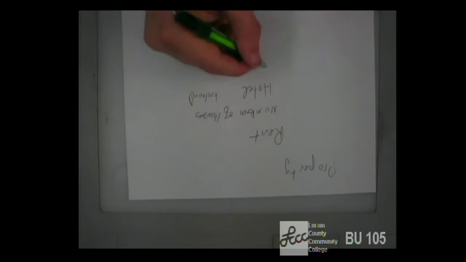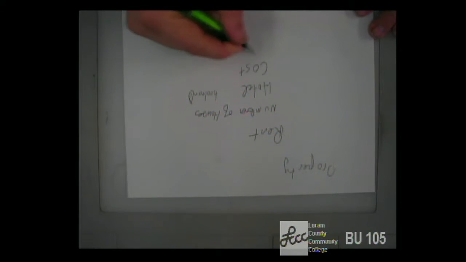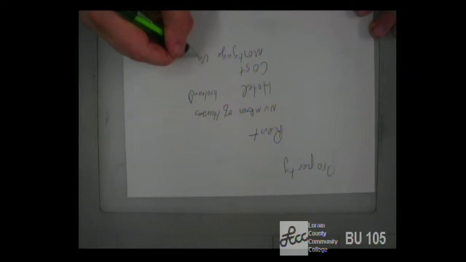What is another attribute of a property? Yes? The cost of the property. The mortgage value of the property. The name of the property.